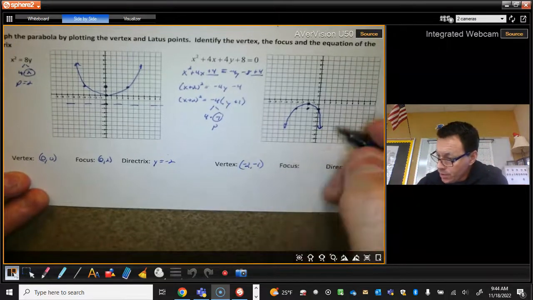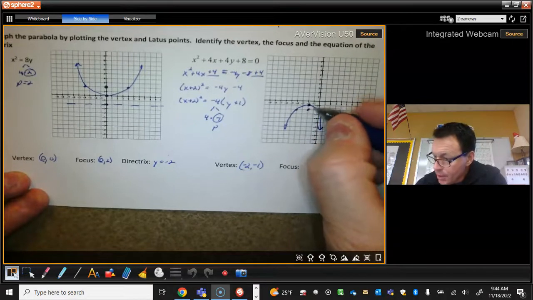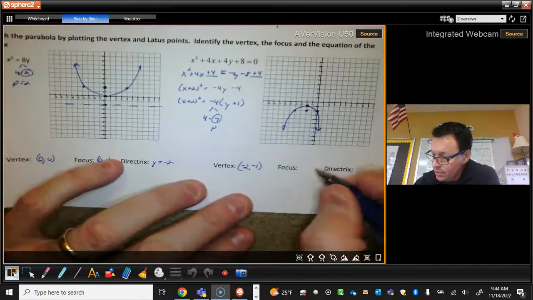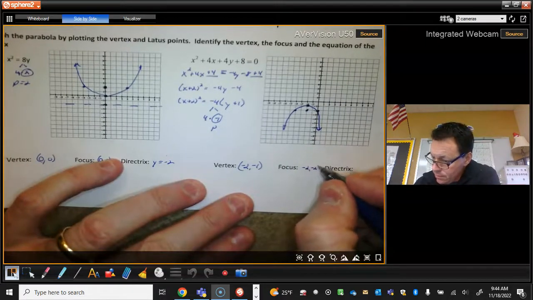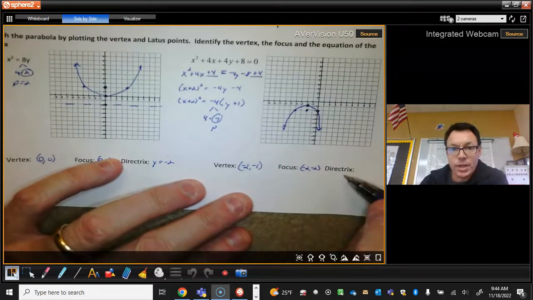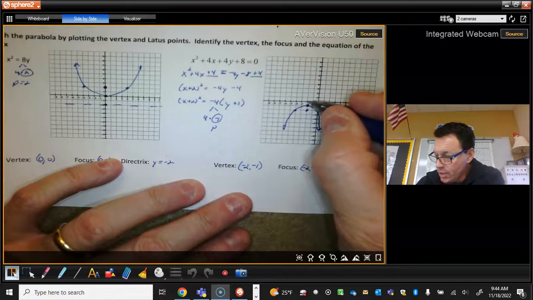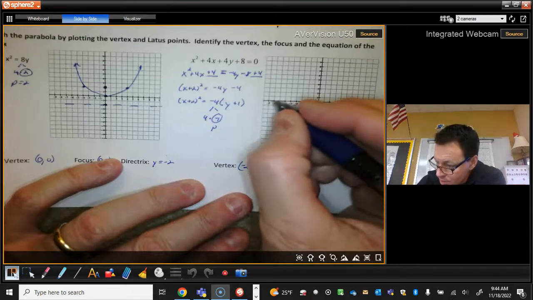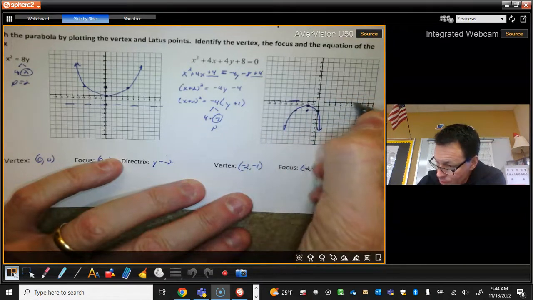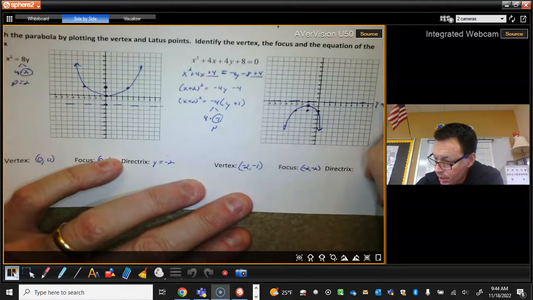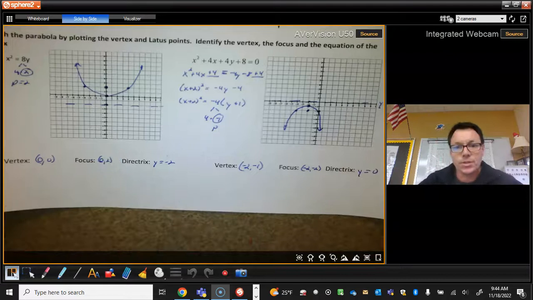Our focus, where's our focus? Well, it's right here. Make sure you write it as an ordered pair. This is the point negative 2, negative 2. And where's our directrix? Remember, it's in the opposite direction of the focus. So if our focus was down 1, our directrix is going to be up 1, and then it's going to be the line that goes through that little point right there. So that's going to be y equals 0. So y equals 0. That's our directrix.